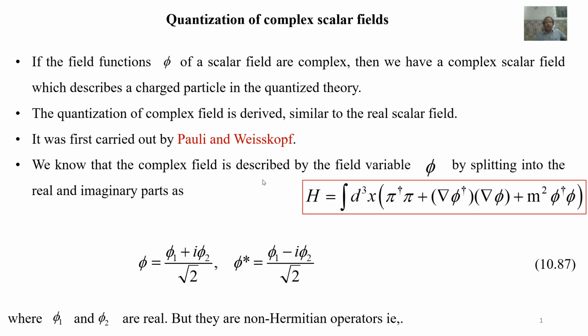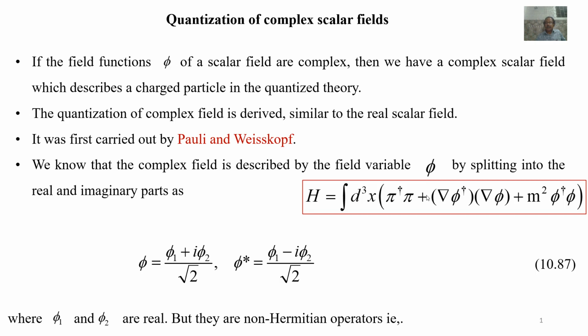We know that a complex field is described by the field variable phi by splitting into real and imaginary part as phi equals (phi1 plus i phi2) divided by root 2, and the complex conjugate of phi, the field operator, which is nothing but phi star, which is equal to (phi1 minus i phi2) divided by root 2. Here phi1, phi2 are real values, whereas i phi2 is there. So this is your real part and this is your imaginary part.